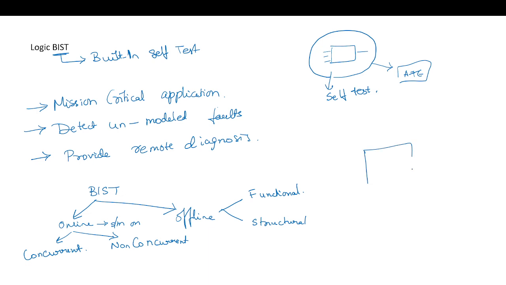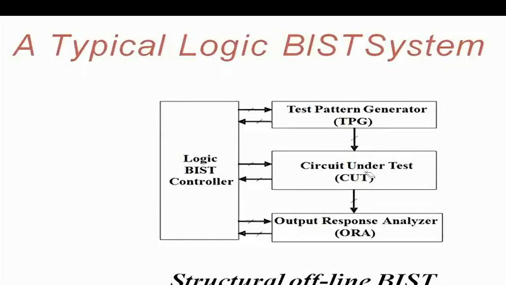In normal structural testing, which we perform after manufacturing, we have an ATE, automatic test equipment, which has a memory that stores the test patterns. It has ATE channels which connect to the circuit under test. In this way we apply the patterns, and the ATE sees the output and verifies whether it is correct or not.